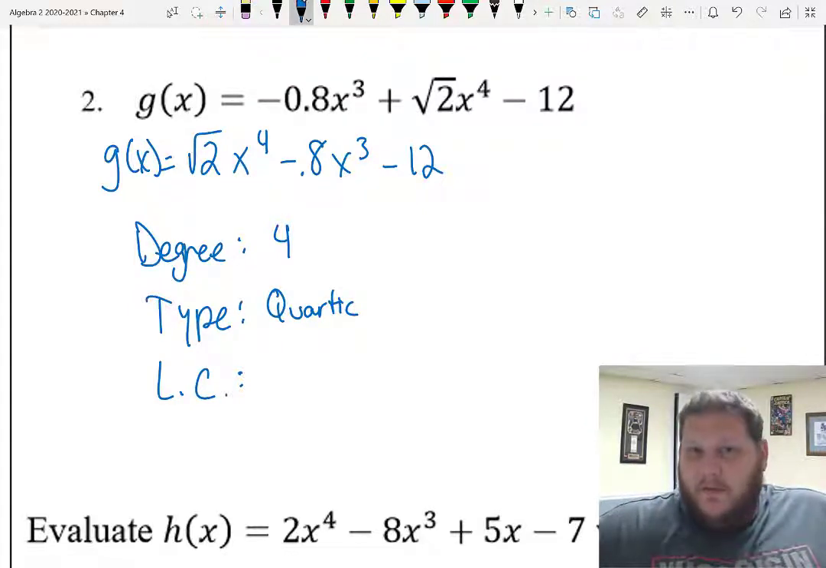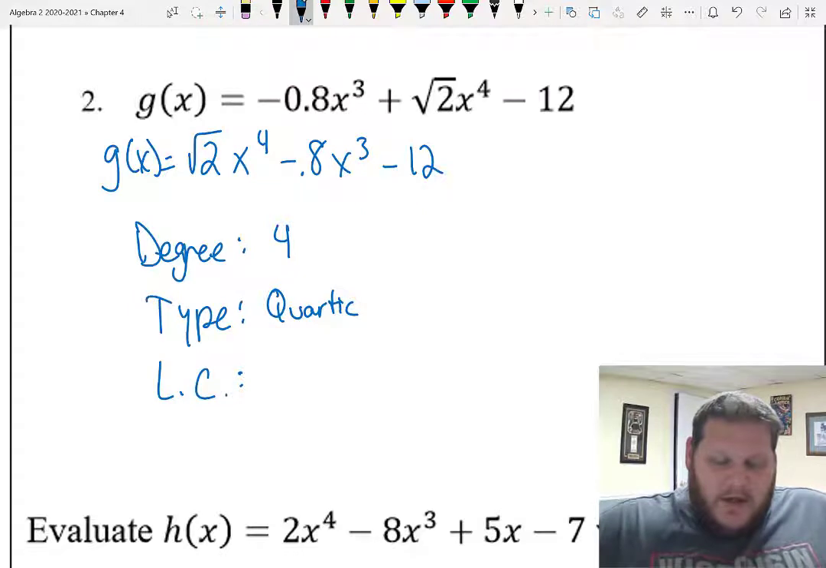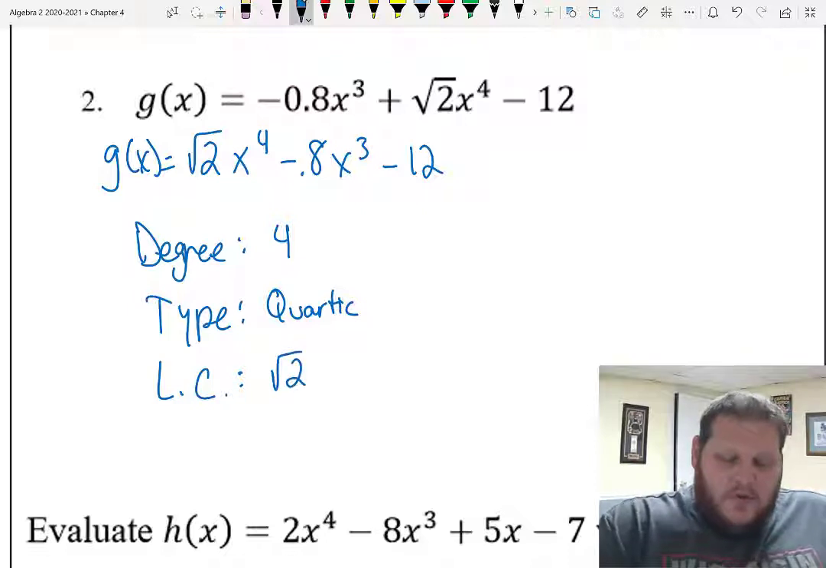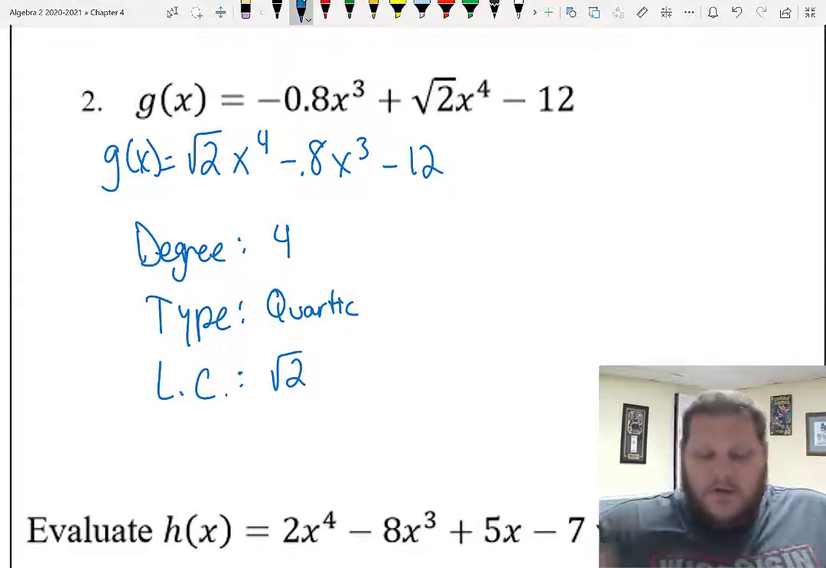As in, like, you know, there's 4 quarts in a gallon, quartic, or quartet is a group of 4 singers or performers. And then the leading coefficient is whatever is attached to that biggest exponent term, which x to the 4th has a square root of 2 next to it, square root of 2. So that would be my 3 pieces of information, putting it in standard form.